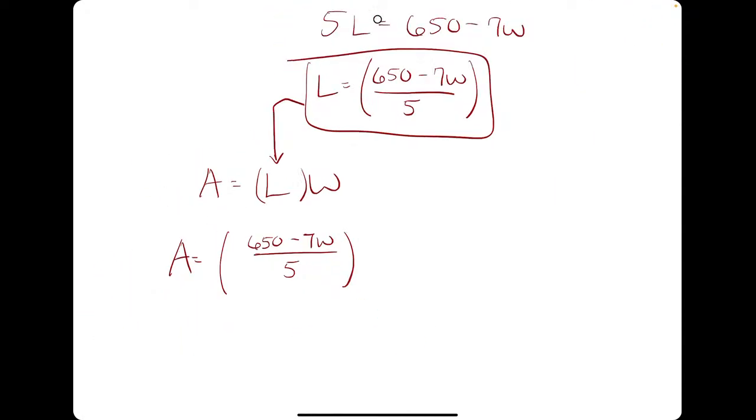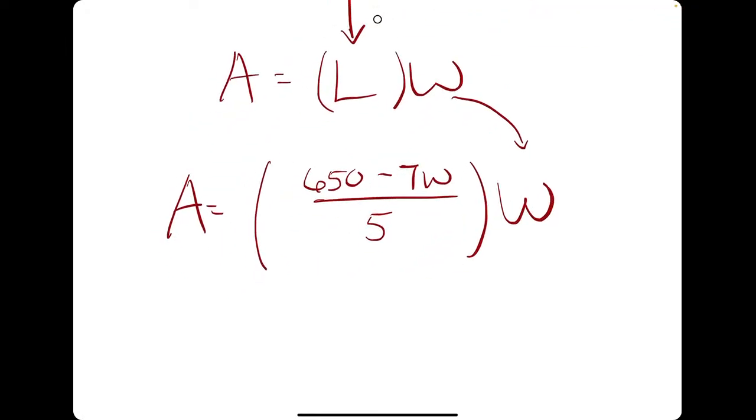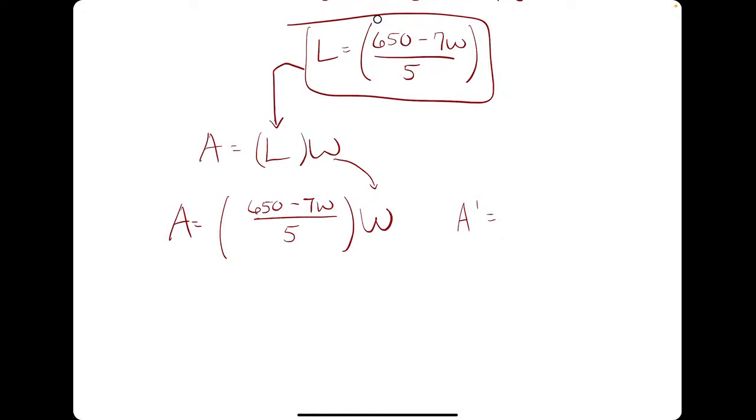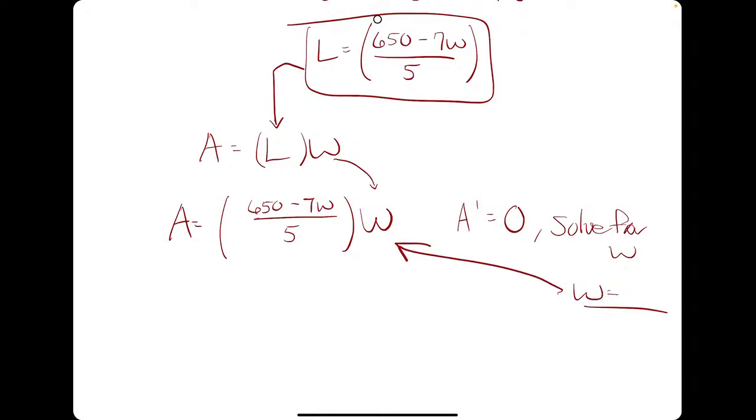So that's just our length, and then we still have this W here. Before we find the derivative, now that we have area in terms of one variable, the rest of the process will be find A prime, the derivative, set it equal to 0, and then solve for W, and then we'll plug it back in. Once we have W, we'll plug it back into this area in order to get whatever the max area is.